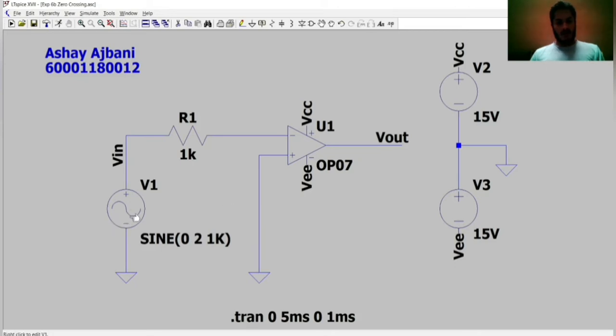Whenever the input signal is greater than 0 volts, the output of this op amp will be negative, and hence the Vout will be negative saturation. Similarly, if the sine wave input is less than 0 volts, the output will be positive, and hence the output voltage of the op amp will be positive saturation. Now let's look at the input output waveform.